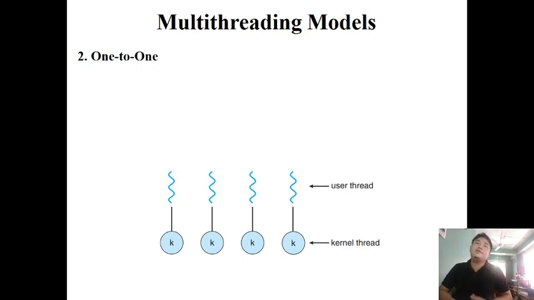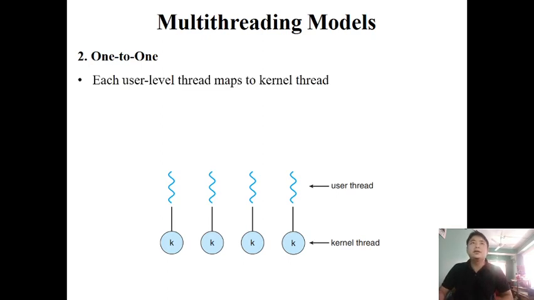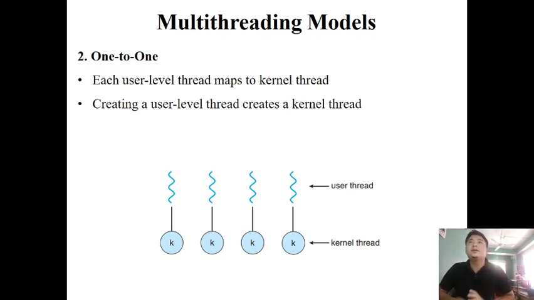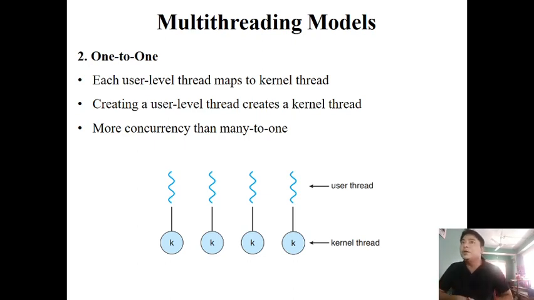Say for example, you have created four user threads. So corresponding four kernel threads will be created. So you are executing four tasks at the same time, provided there are four cores in the system. Okay. So this is all about the one-to-one. So each user level thread is mapped to kernel level whenever you create it. So you will have more concurrency as compared to many-to-one, provided the hardware criteria has to be satisfied.